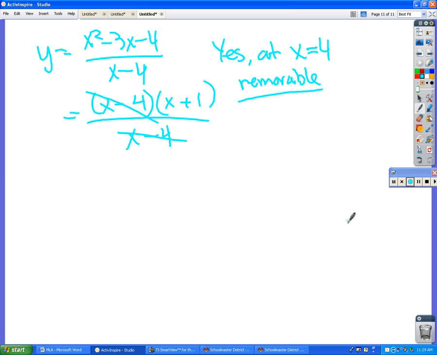No, because it's only on the bottom. We only care about the bottom being 0. The top can be 0 all at once. So you get 4? Okay. How do you get 4? 4 minus 4 equals 0, so that makes the discontinuity. I can't cancel them, so if there is a discontinuity, it's not going to be removed. Where it says x equals 4, how did you get that? Because that's the discontinuity.